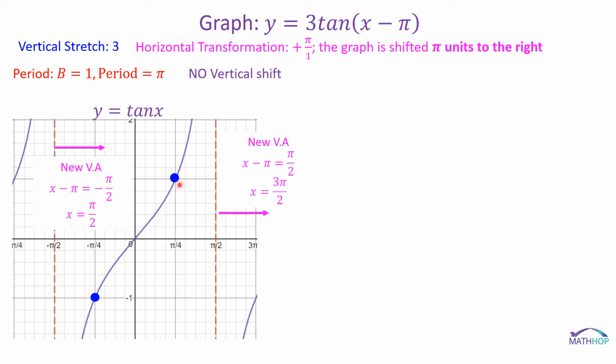Okay, so what's going to happen with our vertical stretch points? Well, pi over 4, 1 is going to go up to pi over 4, 3. And negative pi over 4, negative 1 is going to go down to negative 3.